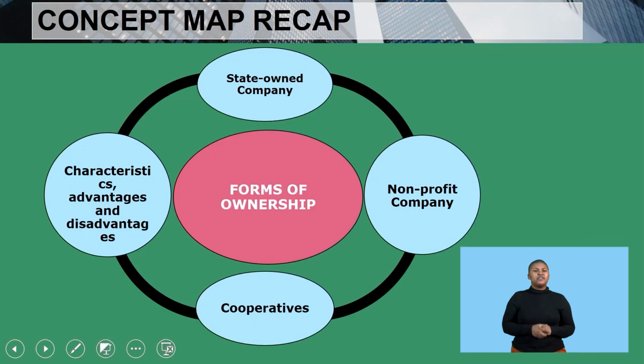Welcome back, grade 10s. Now let us look at our lesson overview, which is our concept map. So we are wrapping up our lesson now. We first started with the state-owned company, followed by the non-profit company, followed by cooperatives, and lastly, we looked at the characteristics, advantages, and disadvantages of cooperatives.